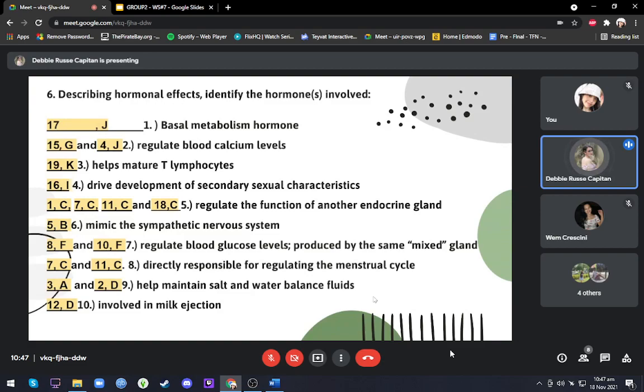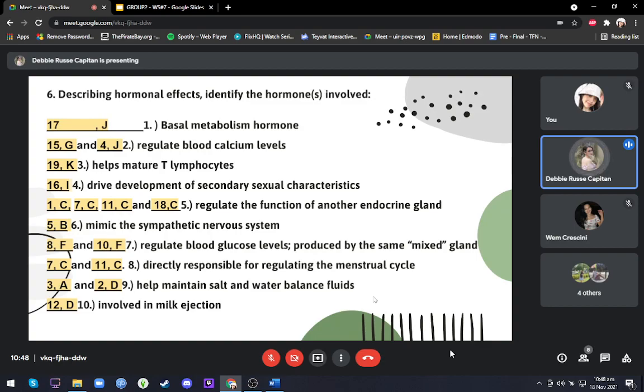Next is it helps maintain salt and water balance fluids. Our answer is number 3, aldosterone, and the letter is I. The site of production is the adrenal cortex. Then next is 2D, the ADH hormone, and the site of production is at the hypothalamus.